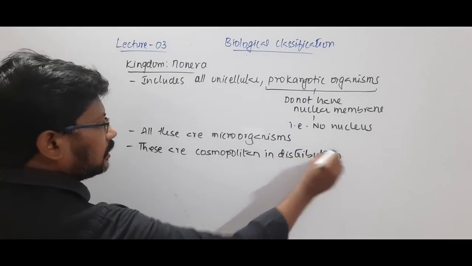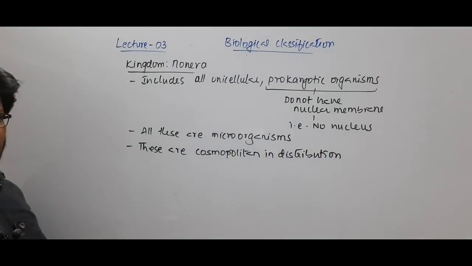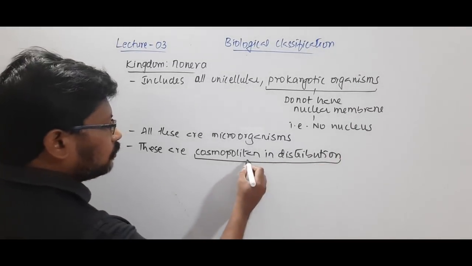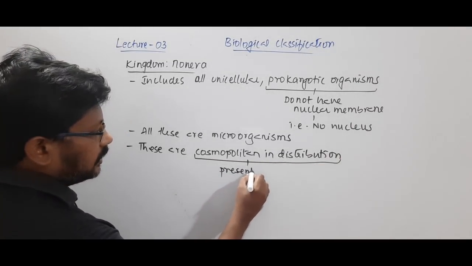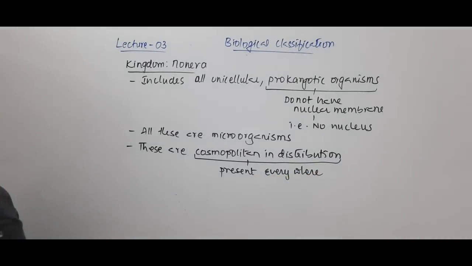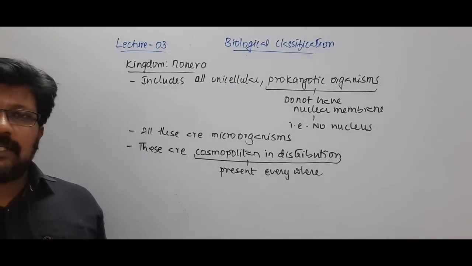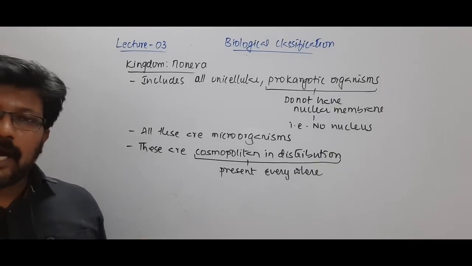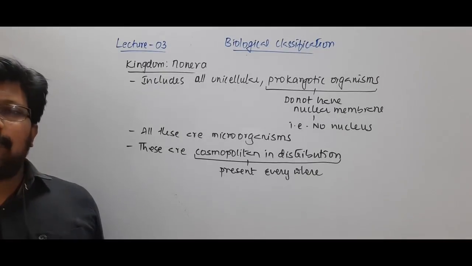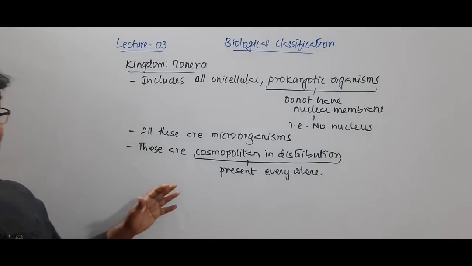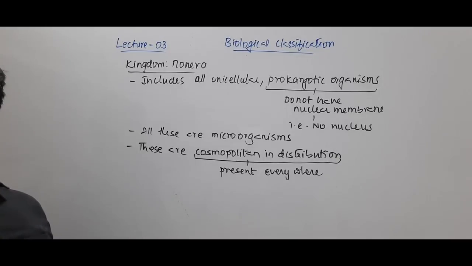Cosmopolitan in distribution means they are present everywhere. They are present in the ice at the North Pole, in deserts, and in hydrothermal vents. There is no place where we can say these microorganisms are absent. So that's what we mean when we say these are cosmopolitan in distribution.